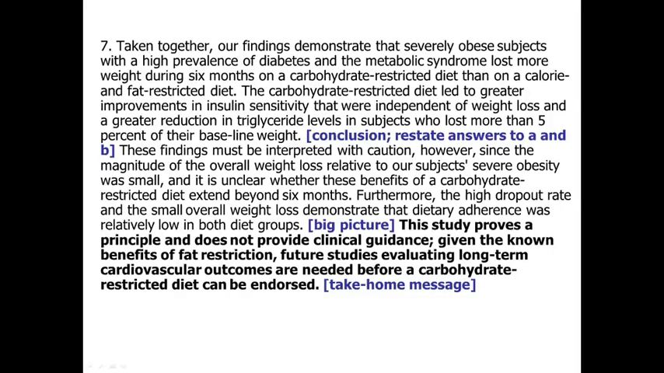So based on all that, they give a take-home message. This is the take-home message that they're really giving to physicians. This study proves a principle and does not provide clinical guidance. Given the known benefits of fat restriction, future studies evaluating long-term cardiovascular outcomes are needed before we can endorse a low-fat diet. So they are giving kind of a take-home message. They don't want to overstate their findings. They're saying there are still some questions to be answered, and we don't want to translate our findings yet into an actual clinical recommendation.